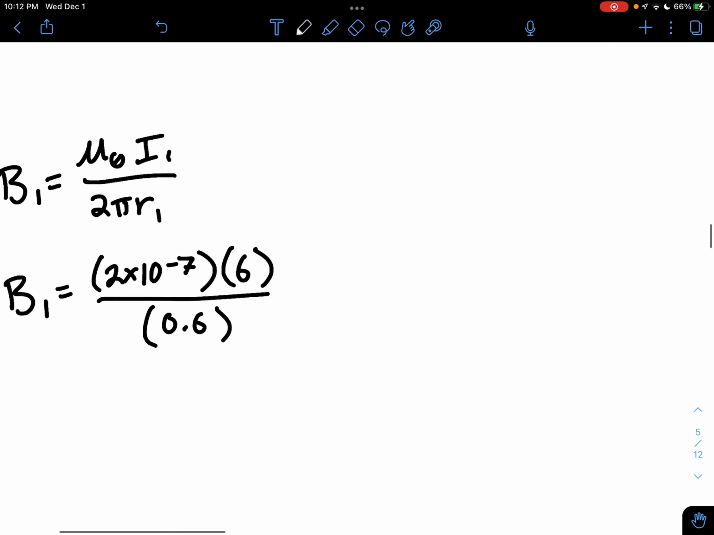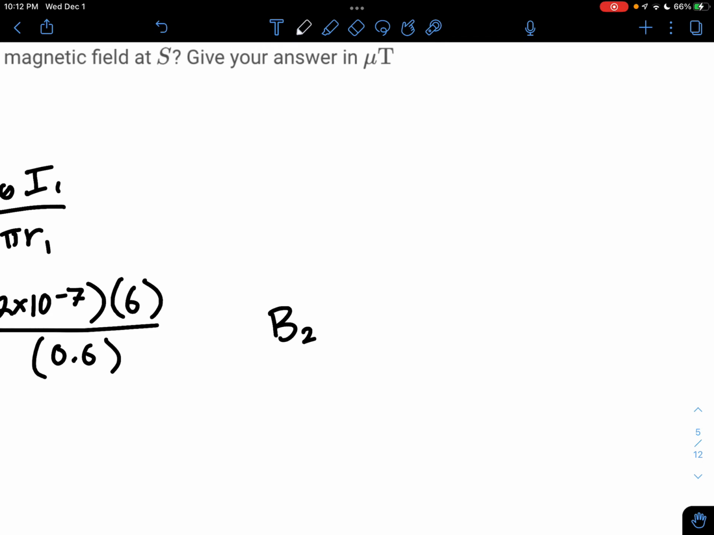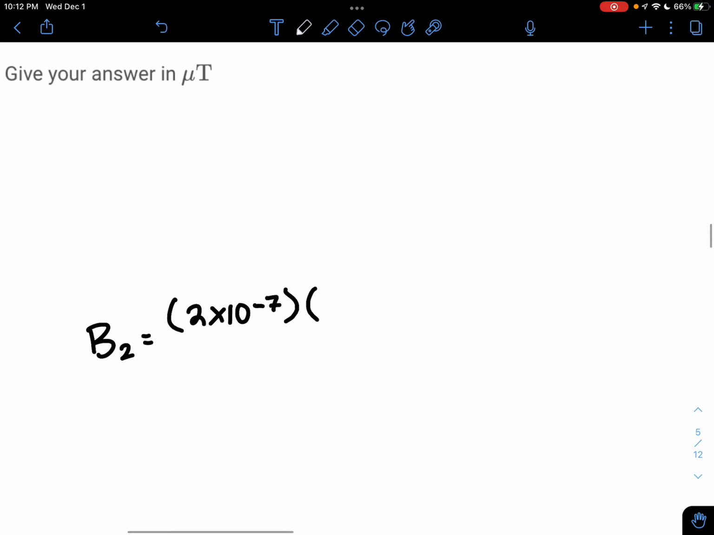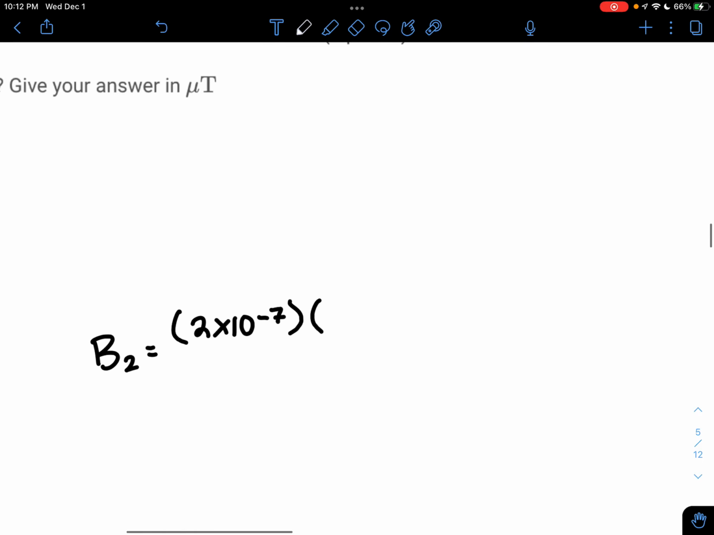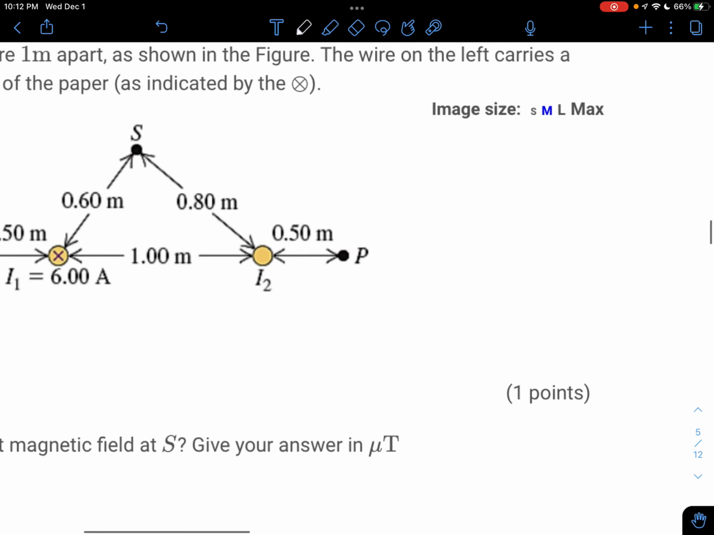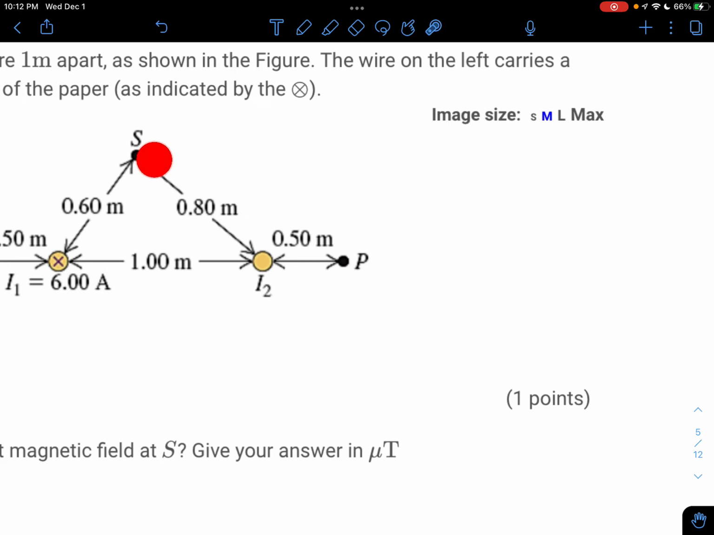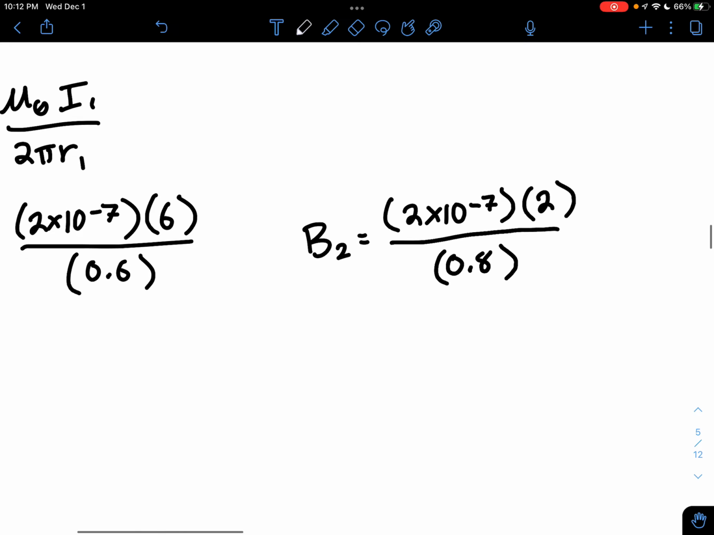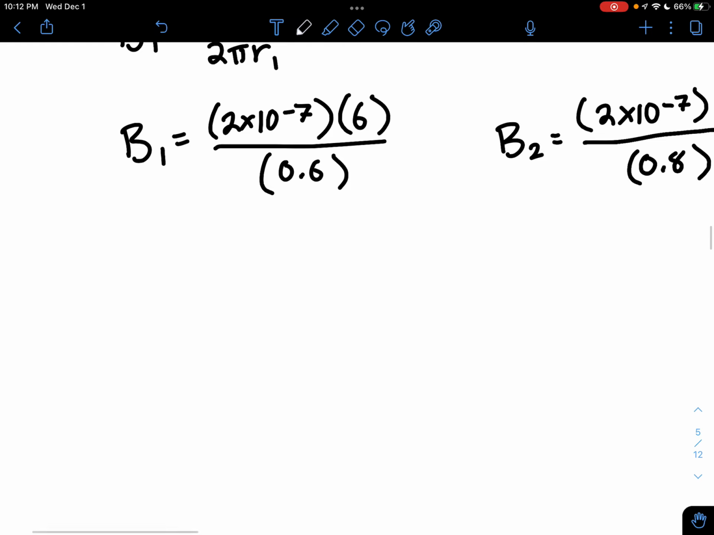Now we get our B2. Same exact equation. Our mu naught divided by 2 pi is going to cancel to 2 times 10 to the negative 7 times our current, which we calculated in that first problem, still our 2 amps, divided by our radius, which is our distance between the two, this 0.8 meters right there. And that's going to give you a magnitude of B2. Now we get to do the fun part and find our directions.